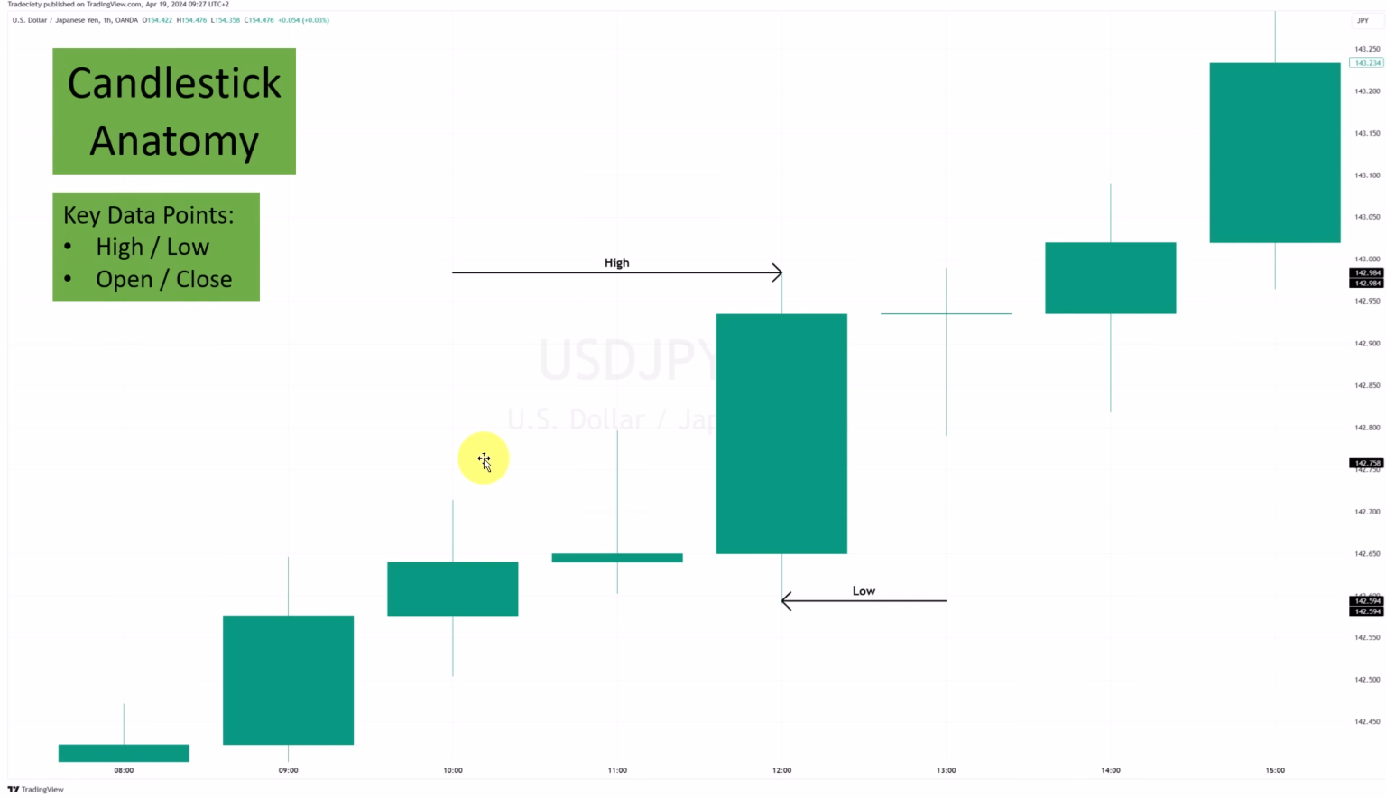Let's start at the foundation and talk about candlestick anatomy, because that's really the building block of our price action charts. When we talk about a candlestick, we have a few very important key data points. We have the high of the candle, we have the low of the candlestick, and then we have the body in the middle, which represents the open and close of a candlestick.